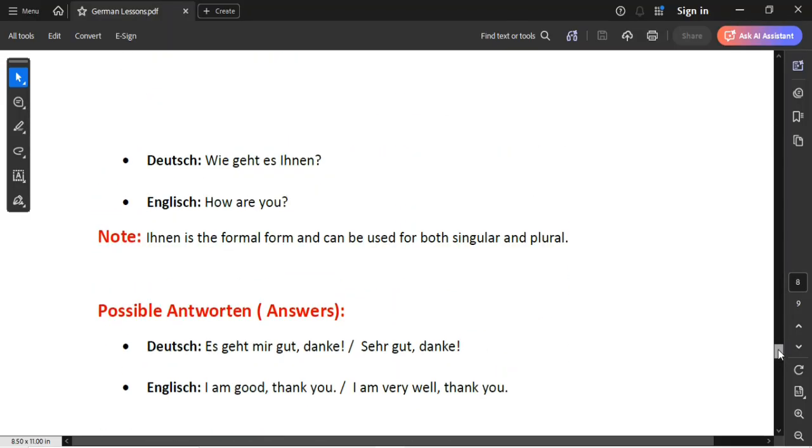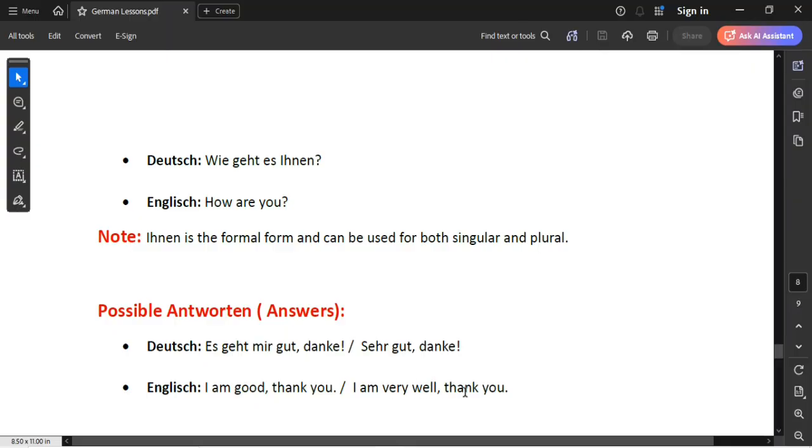Then, if somebody asks you, "Wie geht es Ihnen?", how do you respond? Antworten means answer. You can either answer by saying, "Es geht mir gut, danke," or "Sehr gut, danke." You can choose either one. Es geht mir gut, danke means I'm good, thank you. Sehr gut, danke means I'm very well, thank you.